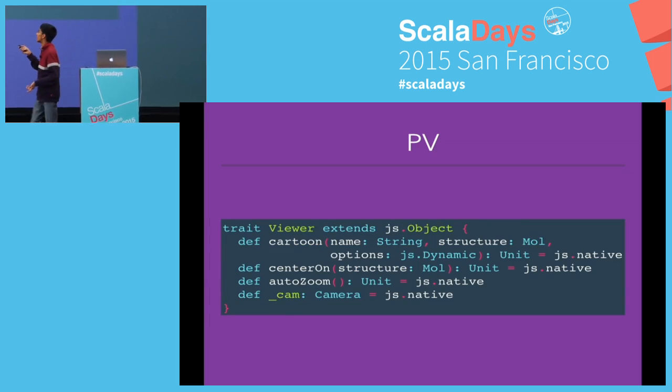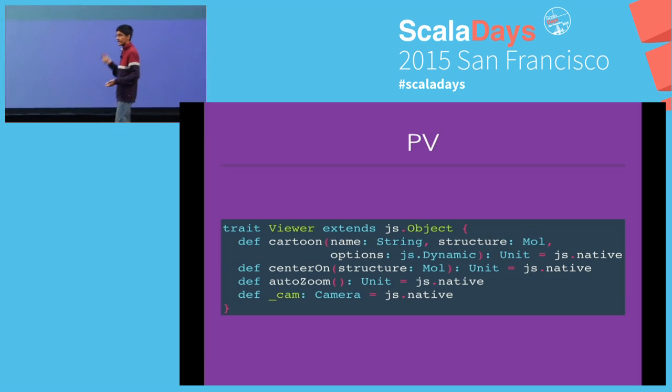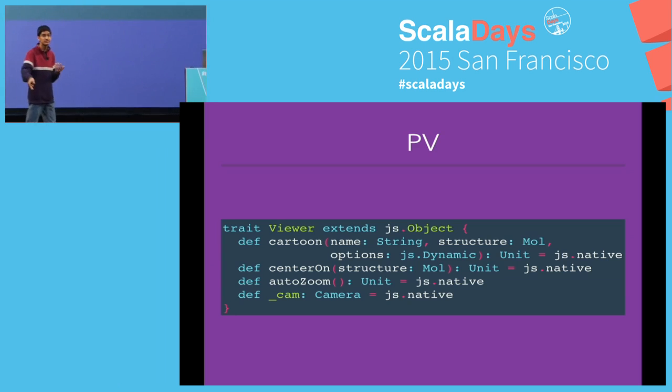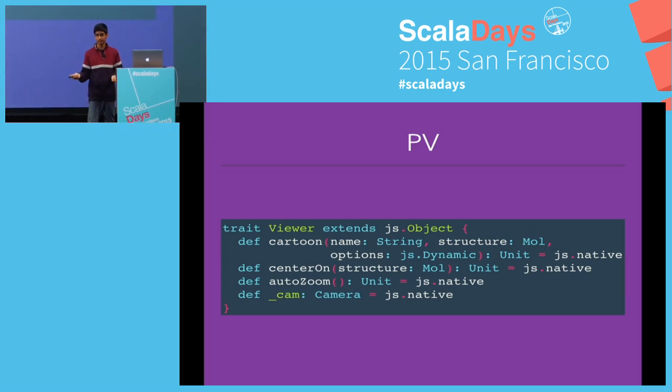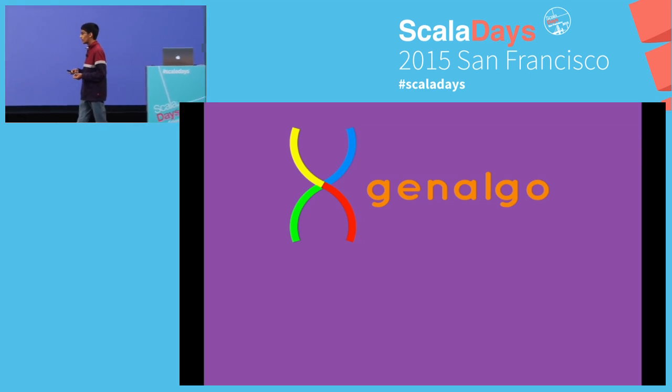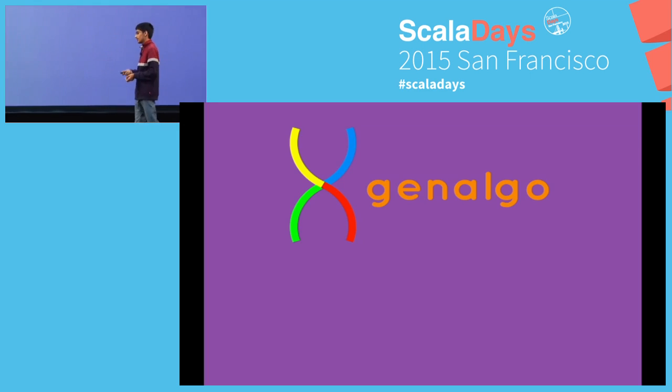Now to implement these facades, here's the viewer facade. It extends js.Object, and all I have to do is list out what methods I can call on it. They all return js.native, which means that Scala.js should pass it on to the native JavaScript library. And that's all I had to do. That's it for Genalgo with Scala.js.